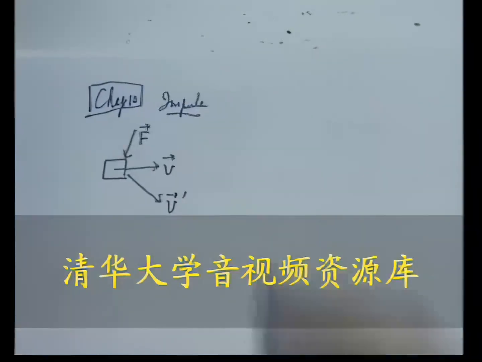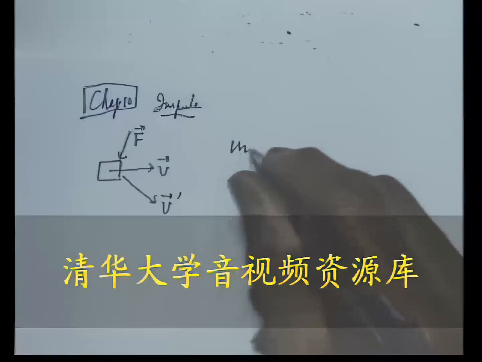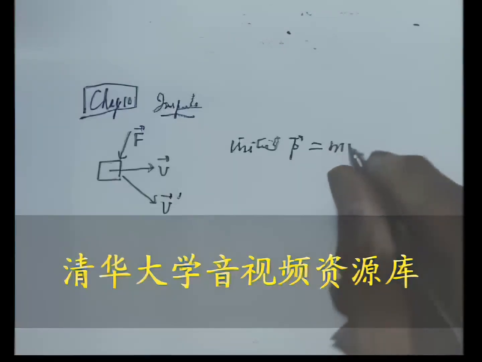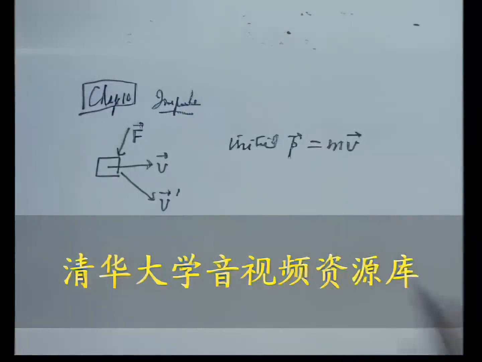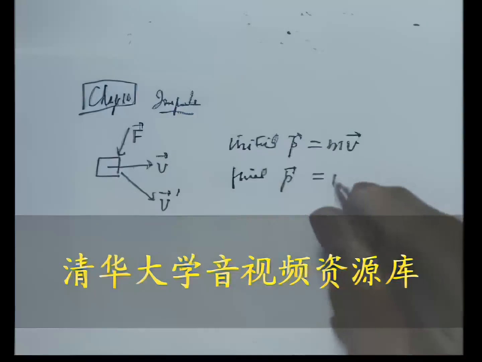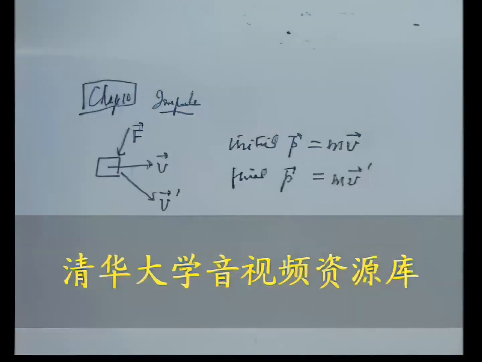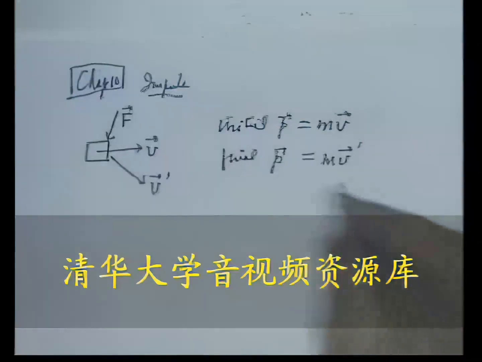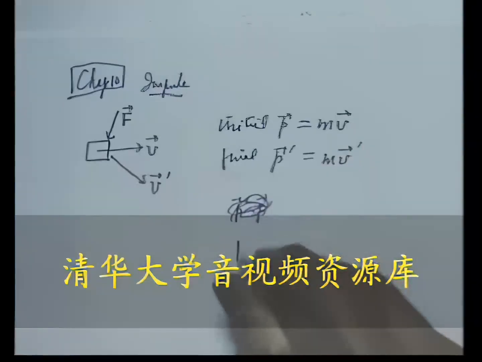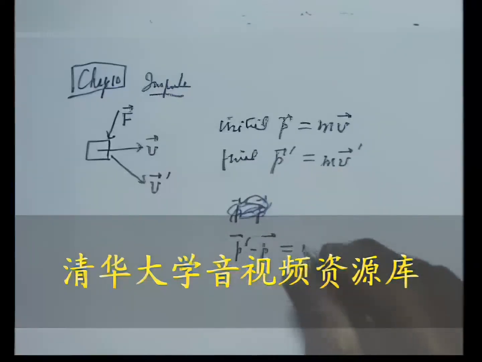So its momentum has changed. The original momentum, initial momentum, is equal to mass times the initial velocity. Final momentum is equal to m times the final velocity. The difference, the vector difference, is defined to be the impulse.